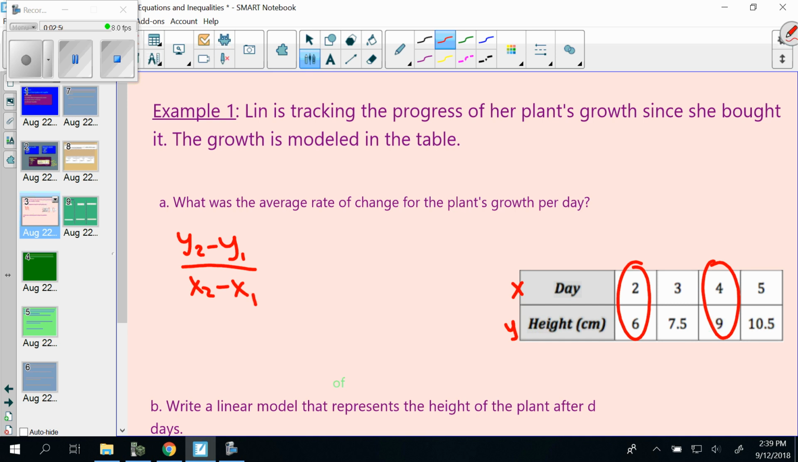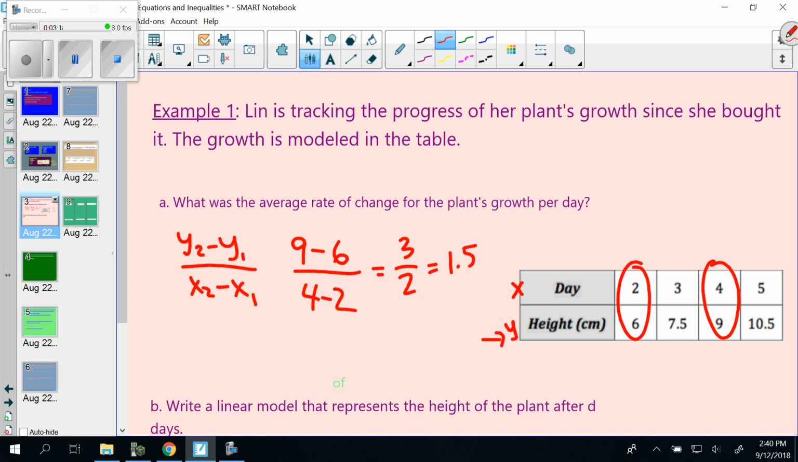Okay, now you have to be careful here. We don't want to do 2 minus 4 and subtract those on top. Those are not our y values. Our y values are the bottom ones, what we get out. So we'd want to do 9 minus 6, our height, divided by our days. And if we subtract those, we get 3 over 2. Or that's also the same as 1.5.